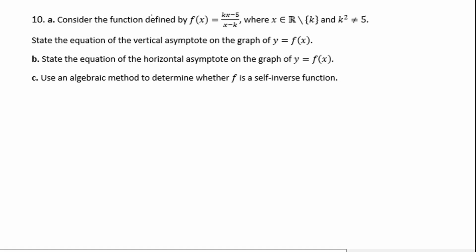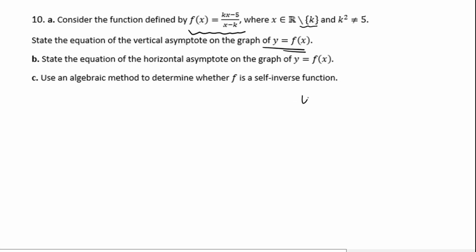Consider the function defined by f of x equals this, where x is all real numbers and x not equal to k, and k squared not equal to 5. State the equation of the vertical asymptote on the graph of y equals f of x.